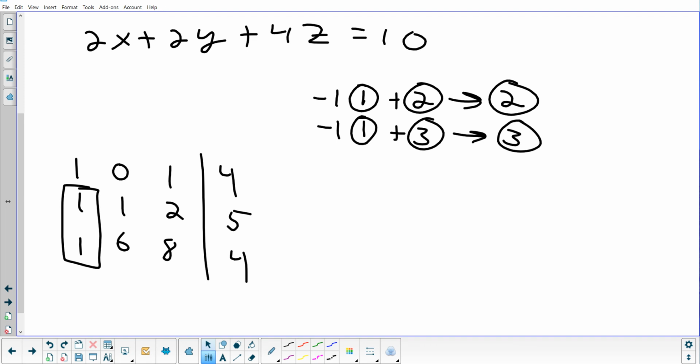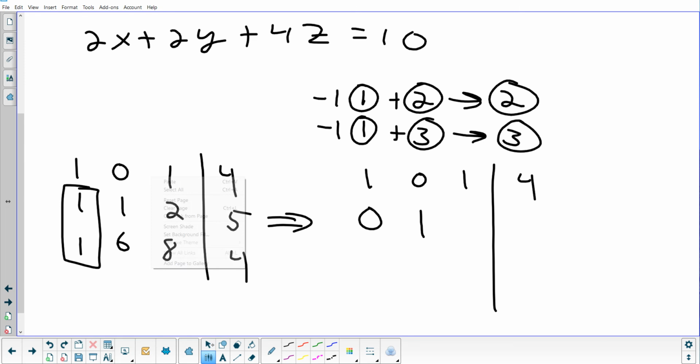I'm just going to erase this. Okay, what row is it changing? Top row. So we got 1, 0, 1, 4. Okay. And now let's go through the calculation. What's 1 times -1? -1, plus 1 is 0. 0 times -1 plus 1 is 1. 1 times negative 1 plus 2 is 1. 1 times negative 1 plus 5 is 4. Okay. Now do it again.